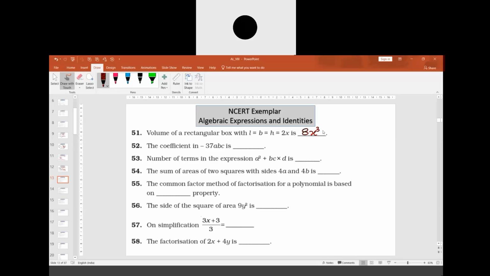Because 2 into 2 into 2 is... Minus 37, sir. Uday, you are forgetting that x is also there. 2x into 2x into 2x, which is 8x cube.